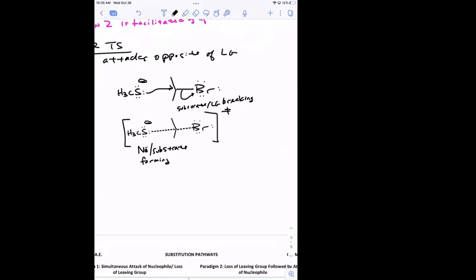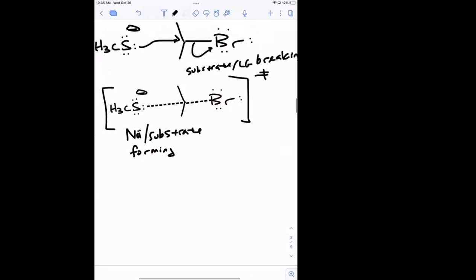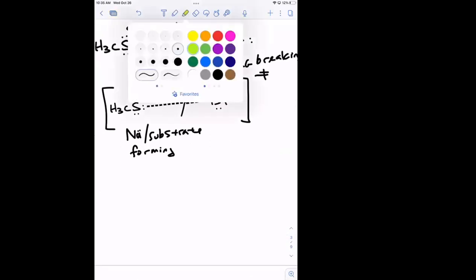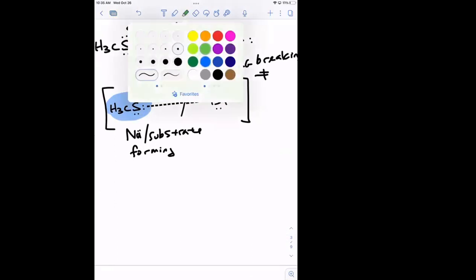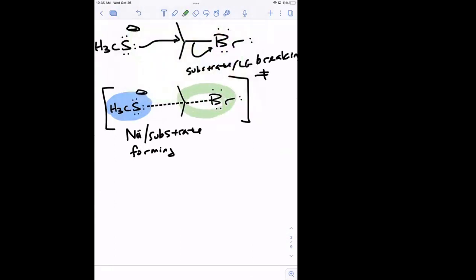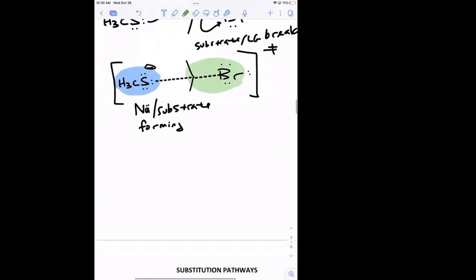All right, questions about that part? So this is why we say that the reaction is bimolecular, because you can see it from the transition state. The nucleophile is involved. This is my nucleophile. And the substrate is also involved. And this is also the rate determinant step. This is what the rate law is going to be based on.